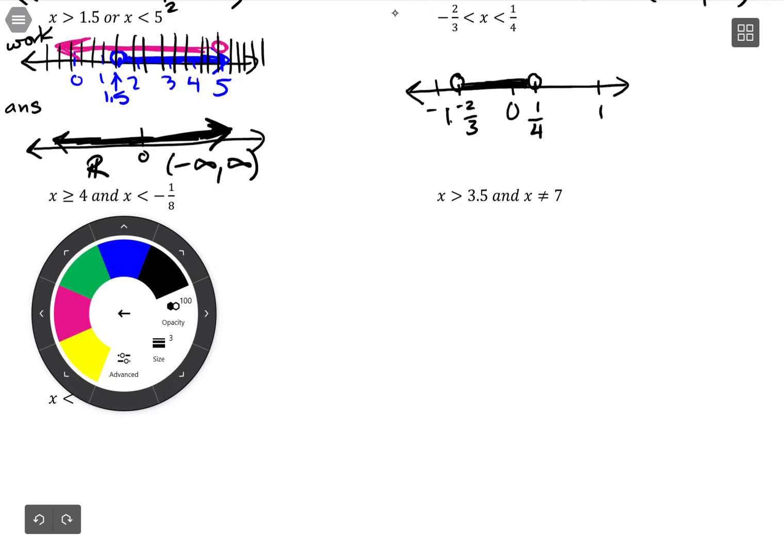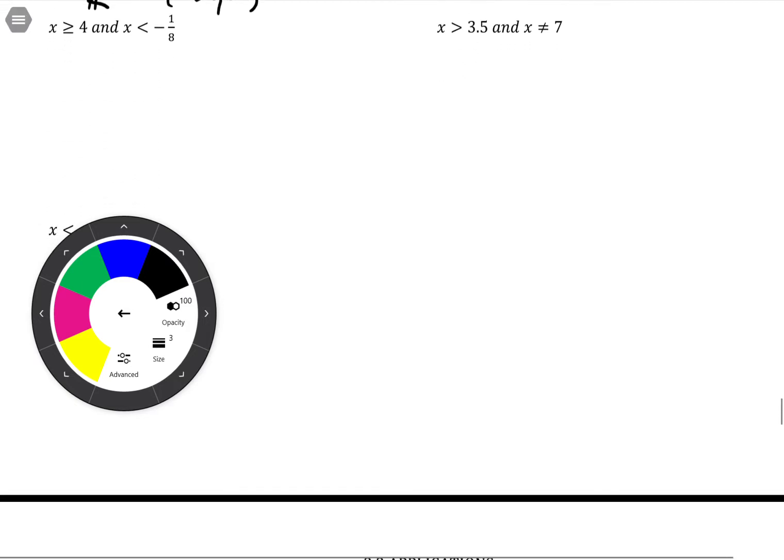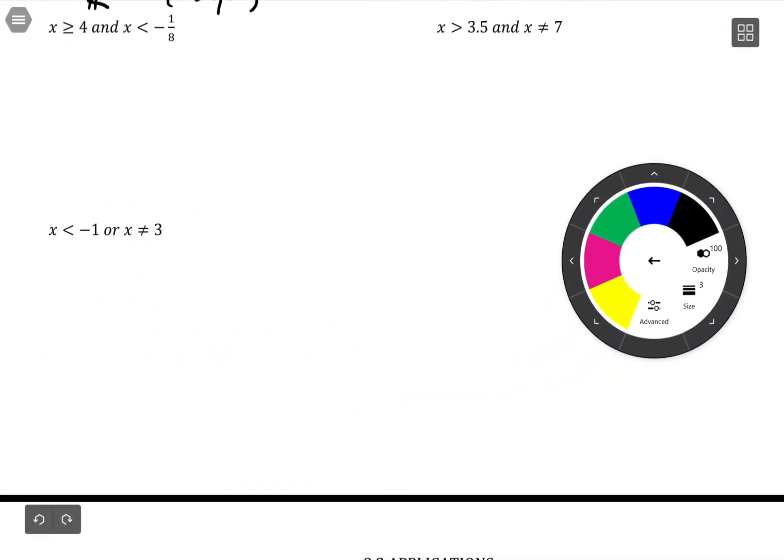So this is actually an implied and statement. This is the same thing as saying x is greater than negative 2/3 and x is less than 1/4. And since it's an and, we would only take the overlap. But again, when it's written that way, that's hopefully a cheat for you, because if you remember that that means between, then you don't even have to do the overlap part. Okay, couple more, so you can see hopefully some of the weird things that happen.